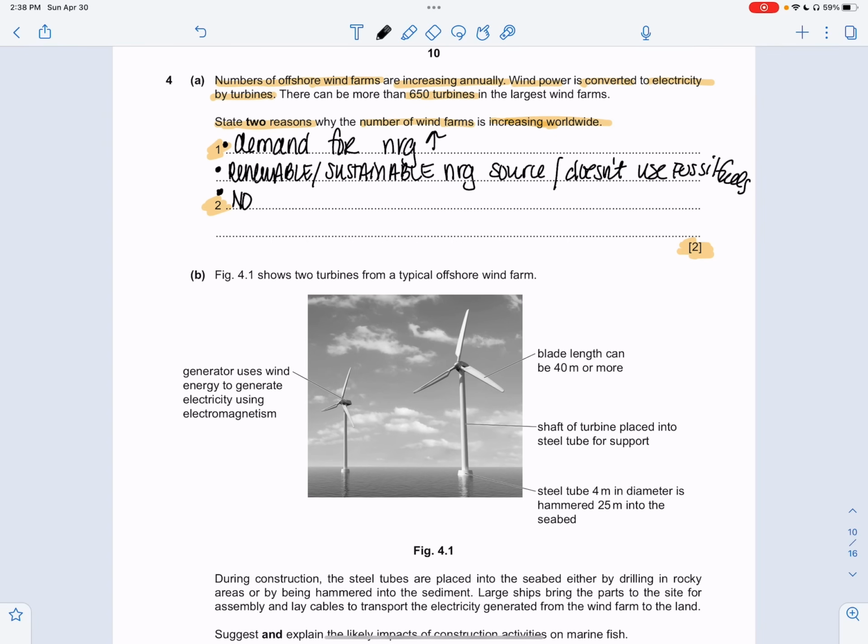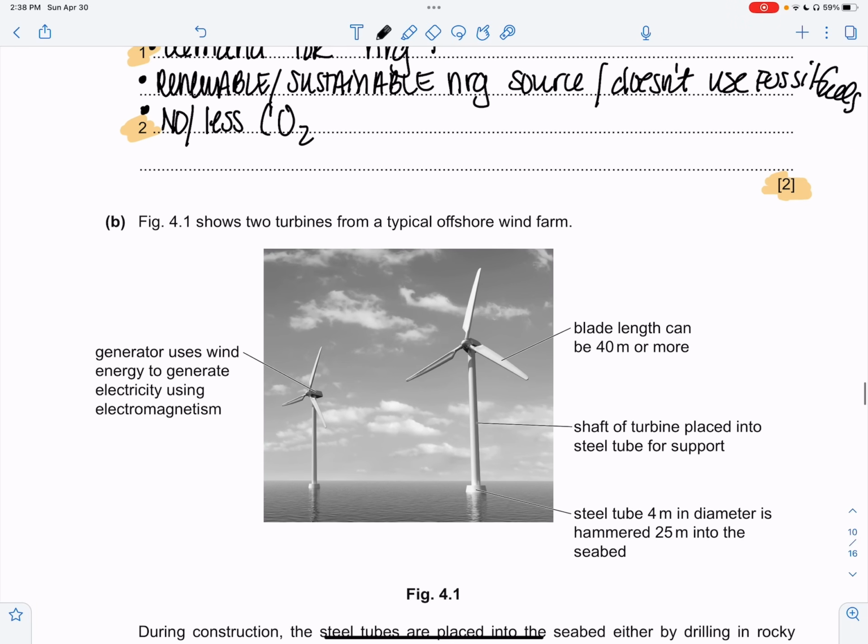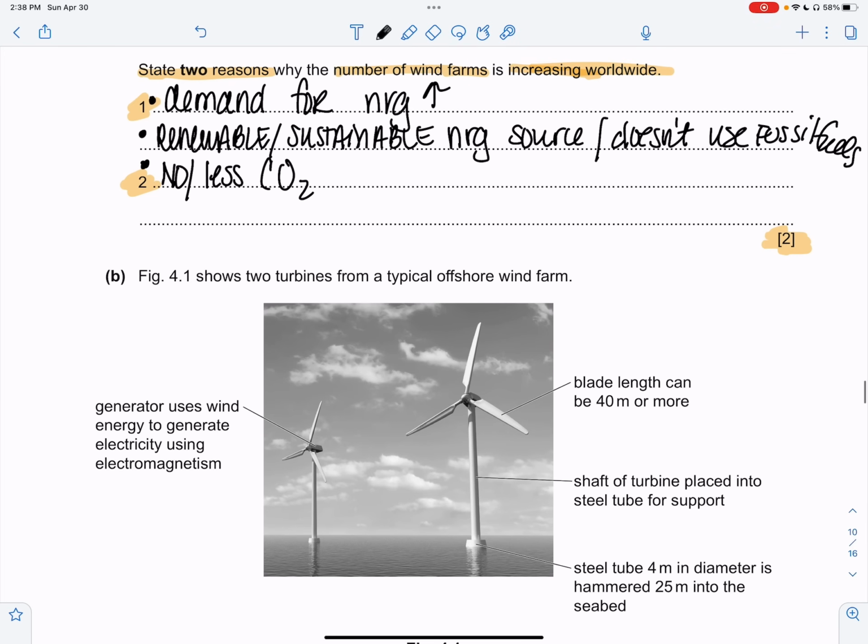We could say there's no CO2, but that's not entirely true. So, less CO2, because there will be CO2 released in their creation, like in a factory. And boats need to be bringing these over to their specific location in the ocean, and the boats are going to be running off fossil fuels. So saying no isn't entirely accurate. Saying less is a little bit better.